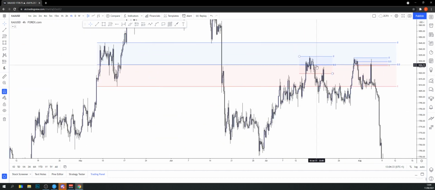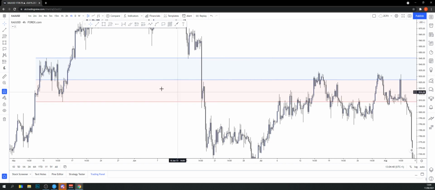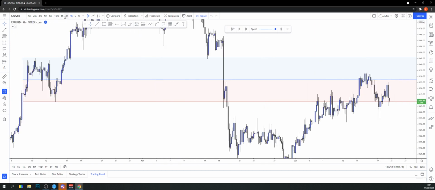Going back to the story, this could be a good area to enter, right? Because if we look at this, we've seen this as a breaker demand that got violated and switched to a supply zone now, so we're looking for a trade around the equilibrium. Anywhere in the equilibrium would be our trade, and we can always go back and look for trade opportunities on a small time frame.